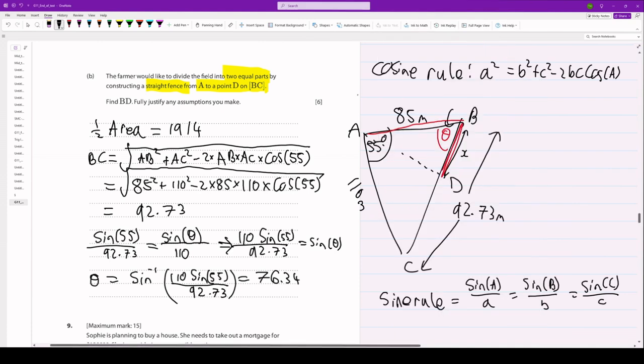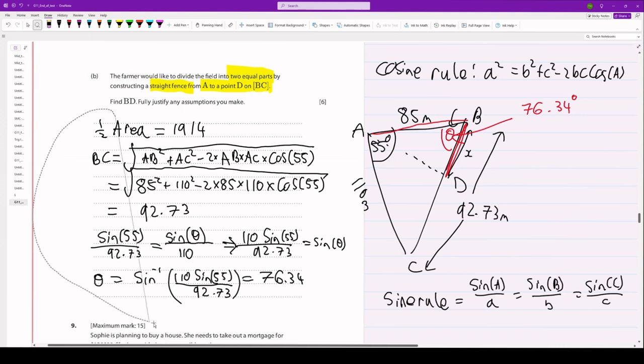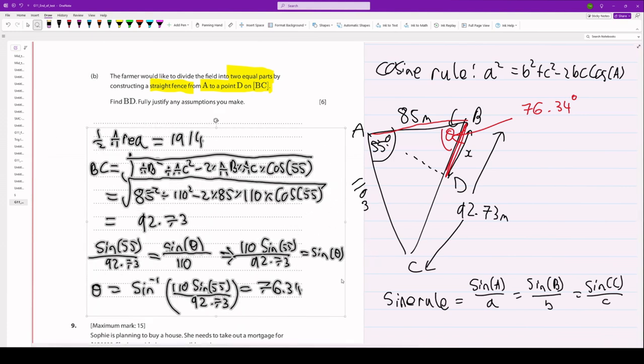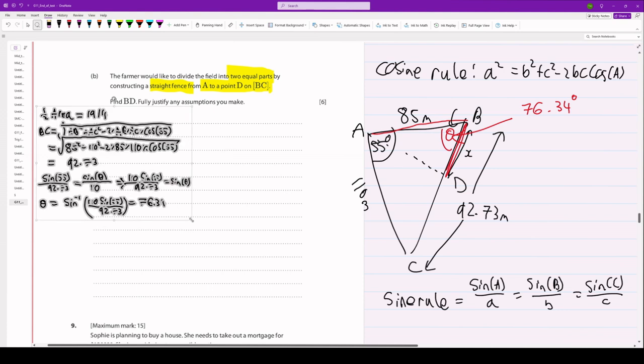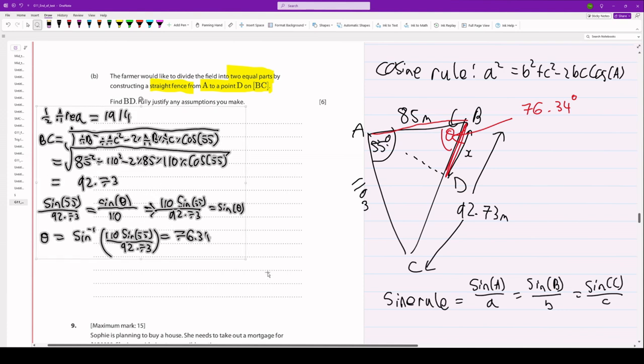Put the calculator away. So now we know that this angle here, theta, is 76.34 degrees. Now, we're on the home stretch here, we're on the last bit, so I'm going to grab this and shrink this down a little bit. There we go. Not too much.